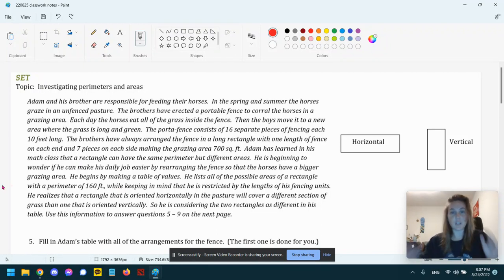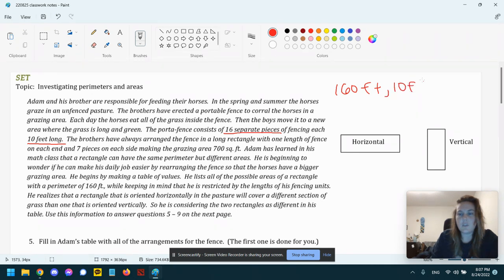Nice. All right, let's read it together first and understand what the question's asking. Topic: investigating perimeters and areas. Adam and his brother are responsible for keeping their horses. The horses eat all the grass inside the fence. The portable fence consists of 16 separate pieces of fencing, which are 10 feet long each. So there's 160 feet of fencing, and they're in 10-foot pieces.